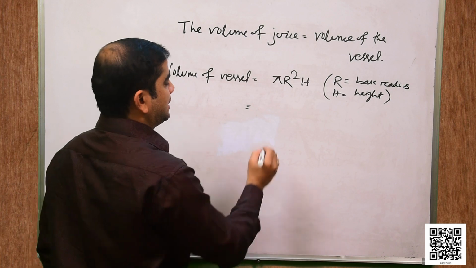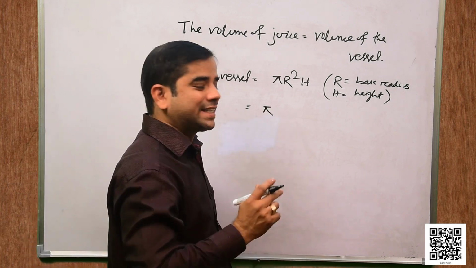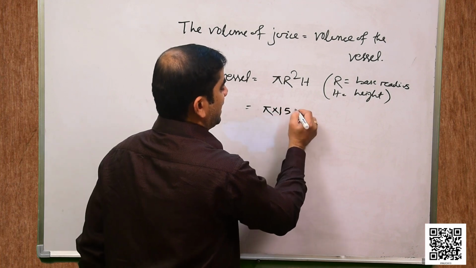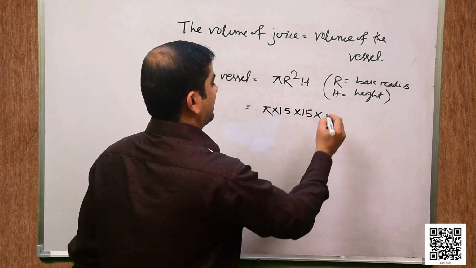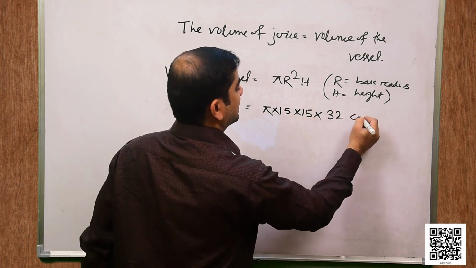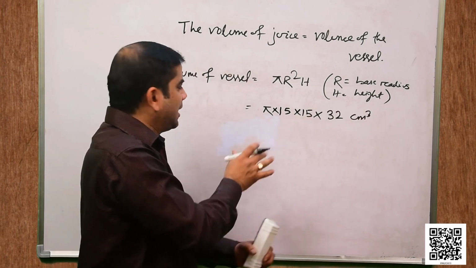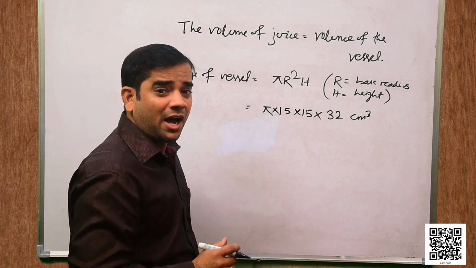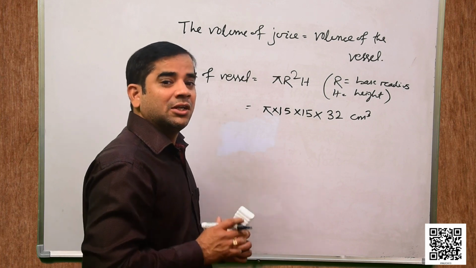So how much is it? Pi r square. What is r for the vessel? Radius of vessel is 15. So pi into 15 into 15 into, what is the height of the vessel, 32 centimeter. So this much centimeter cube. Students, we need not calculate over here because it will be easier when we divide with the volume of the can to find out the number of glasses sold.